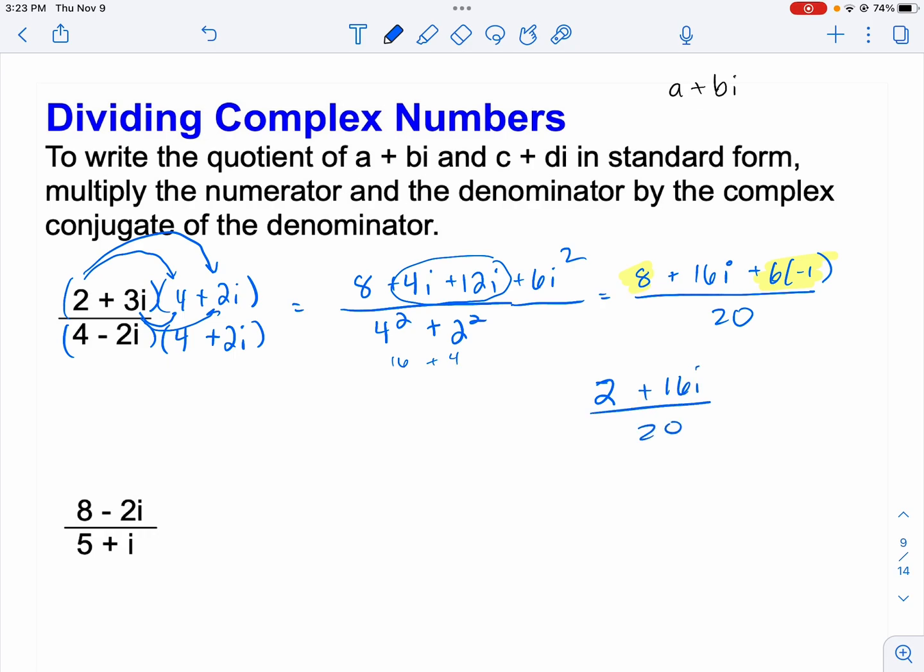To write it in standard form, it's going to be 2 over 20 plus 16i over 20, 1/10 plus 4/5 i. Try the next one.